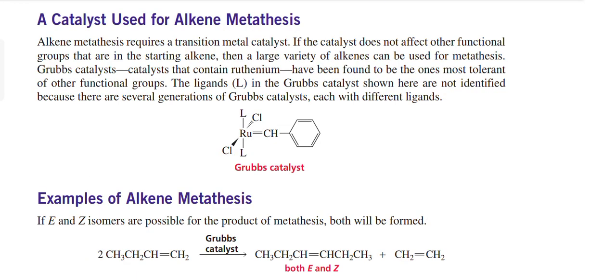A catalyst used for alkene metathesis. Alkene metathesis requires a transition metal catalyst. If the catalyst does not affect other functional groups that are in the starting alkene, then a large variety of alkenes can be used for metathesis. Grubbs catalysts that contain ruthenium have been found to be the ones most tolerant of other functional groups. The ligand L in the Grubbs catalyst shown here is not identified because there are several generations of Grubbs catalyst, each with different ligands.